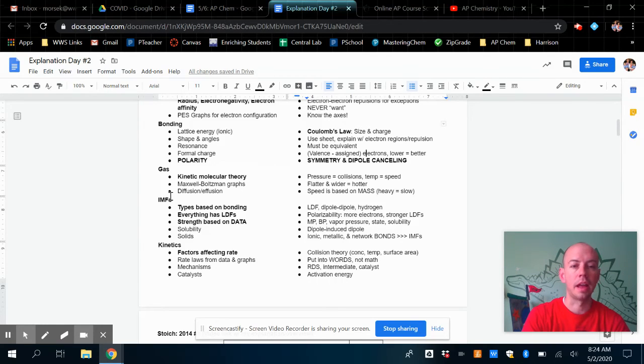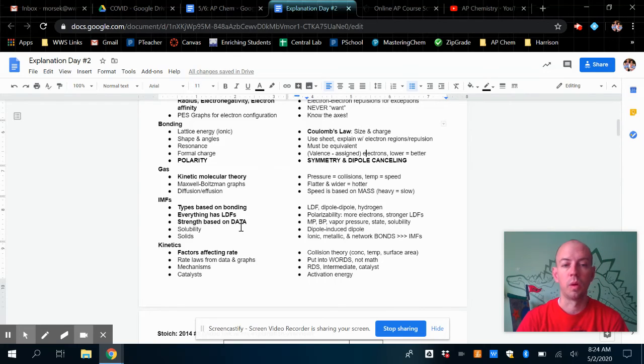The other thing in IMFs, I could make this way bigger, but I'm going to mess with my formatting here, is that IMFs you will have to explain. I think that there's no doubt there. So know the main types of IMFs. Know that everything has LDFs and be ready to use and understand the phrase polarizability.